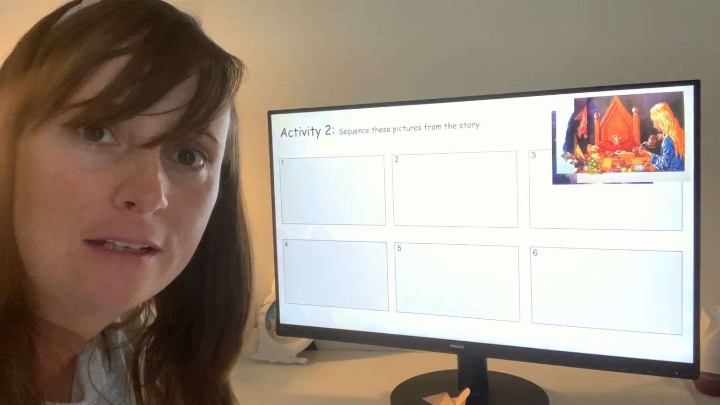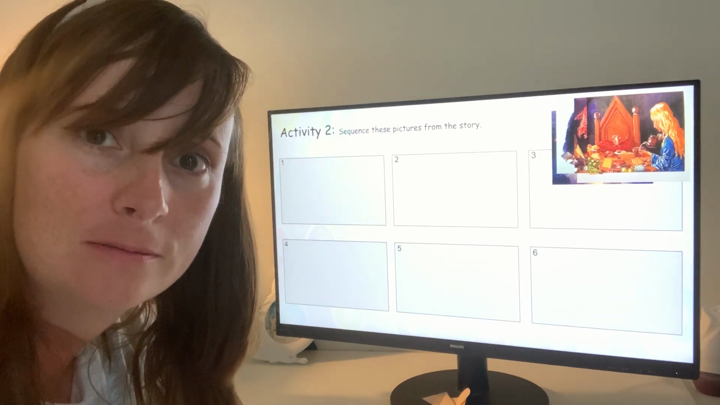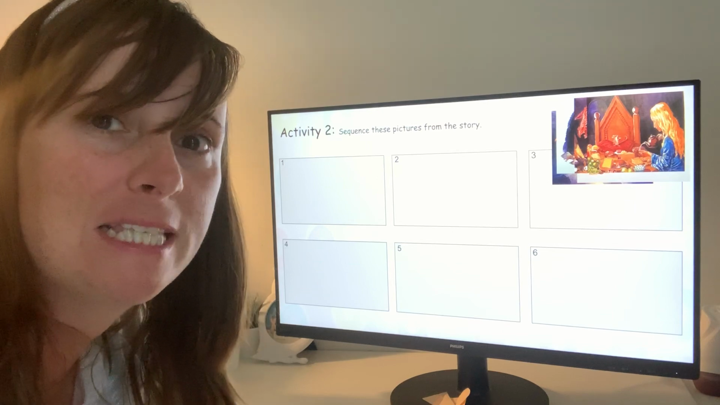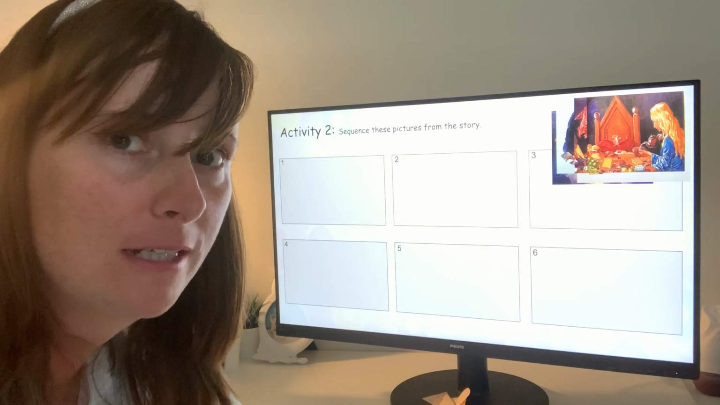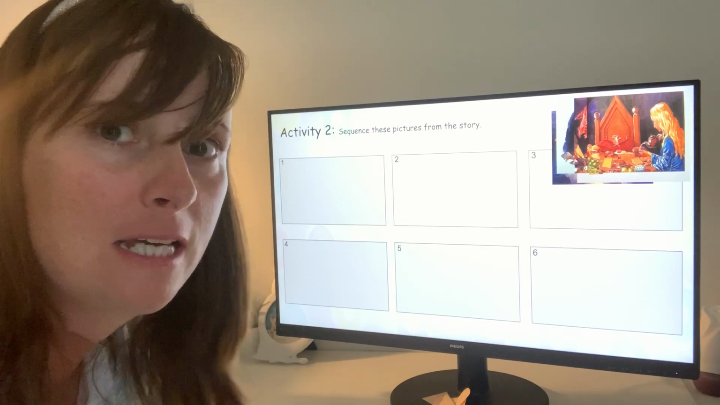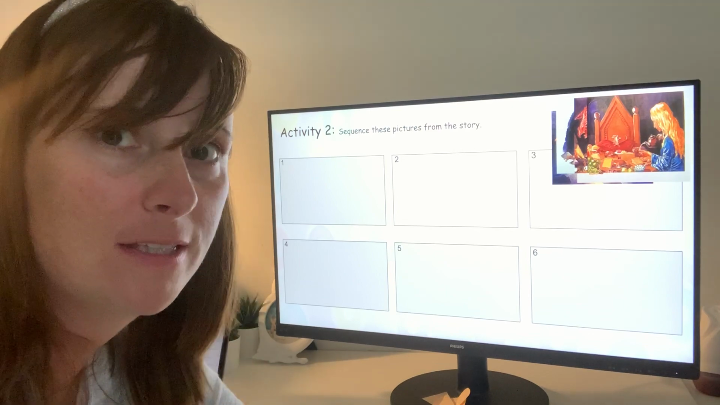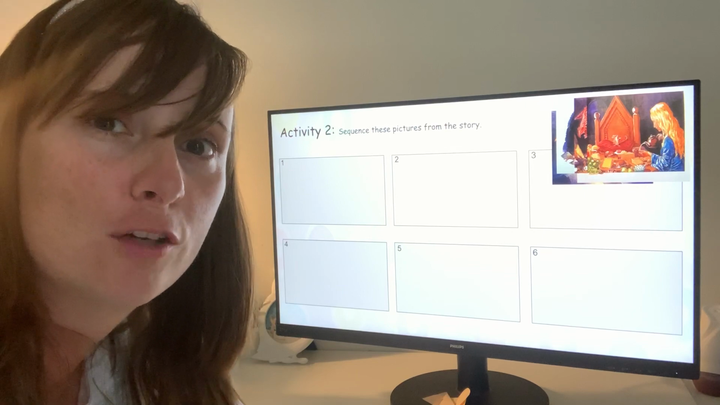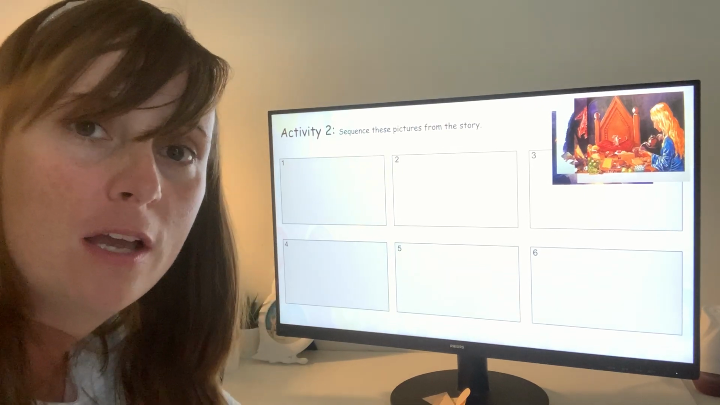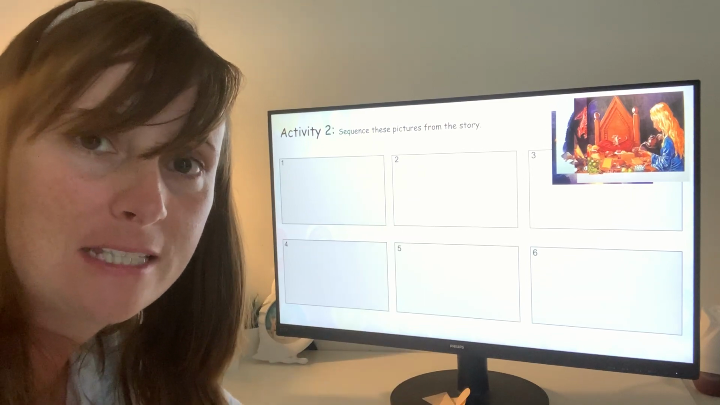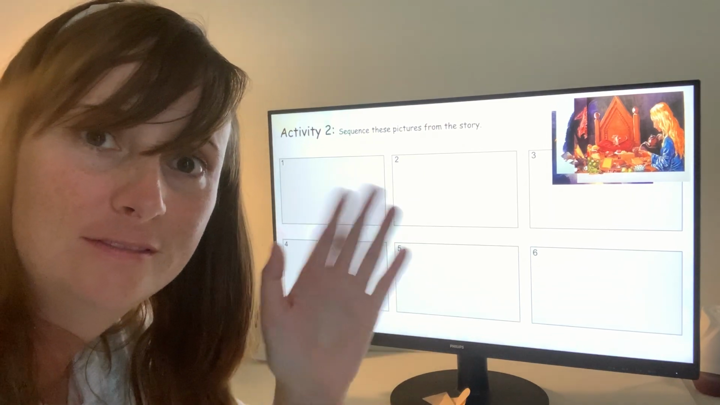Remember, in Talk for Writing, the more we tell a story, the more we learn it, the better our writing will be, because we're going to use the story to help us with our writing. If we can't tell a story, we won't be able to write a story. That is the ethos behind Talk for Writing. So go and have a go at the 2 sequencing activities and have some fun with it.